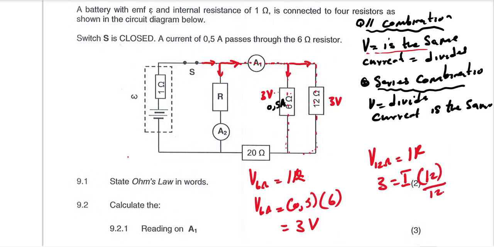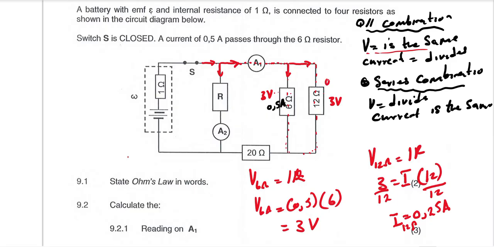I'm going to divide here by 12. You can divide here by what? By 12. Do you get me? Then our current is 3 all over 12, which will give us 0.25. Here we have 0.25. And this is the current of what? Of the 12 ohm. The current of the 12 ohm is 0.25 A.